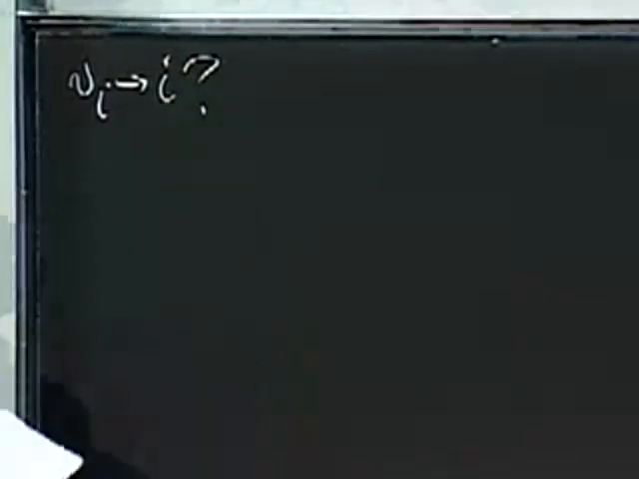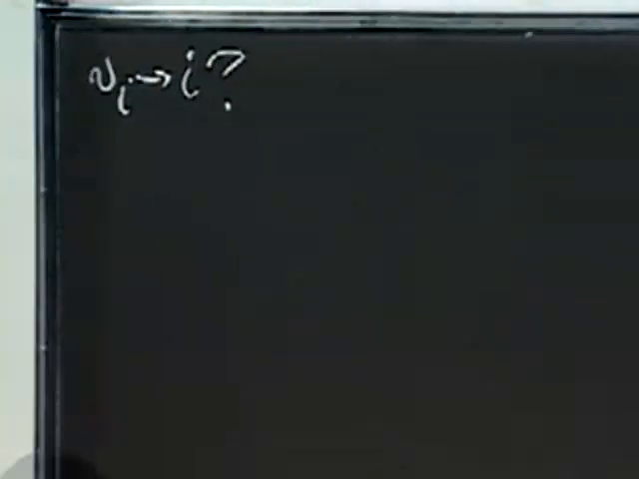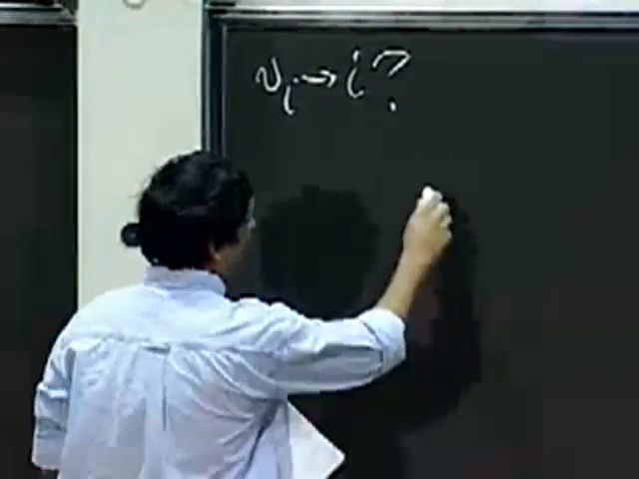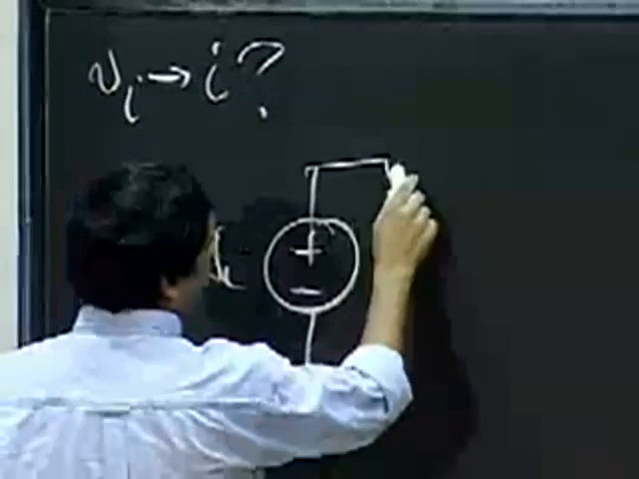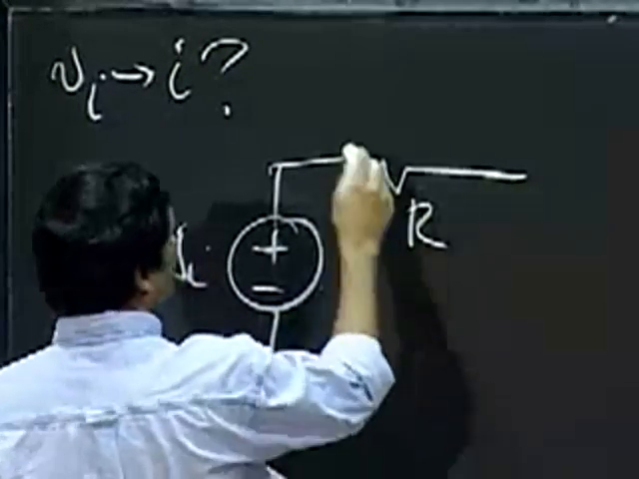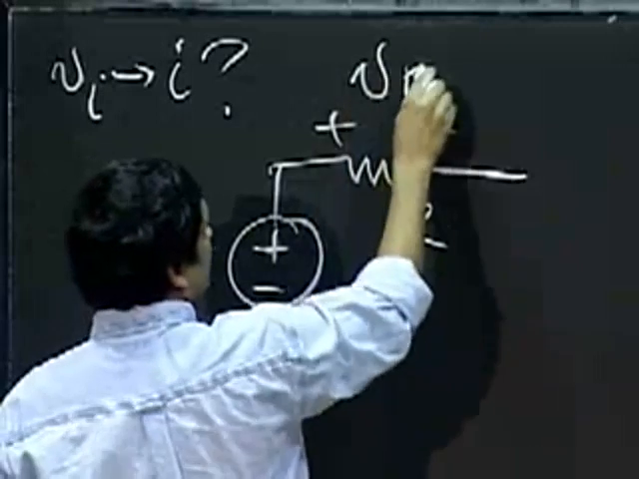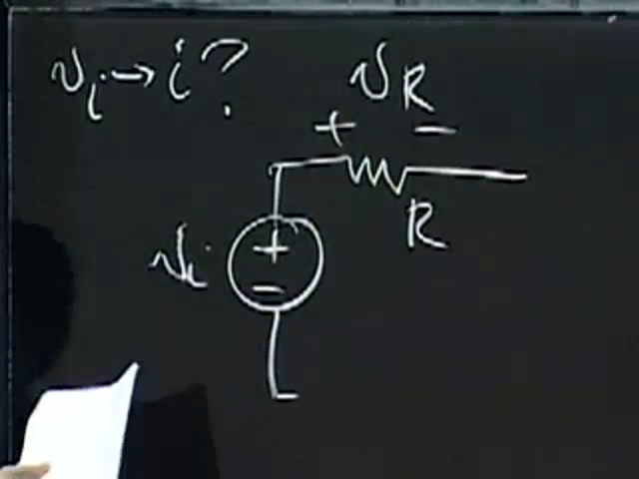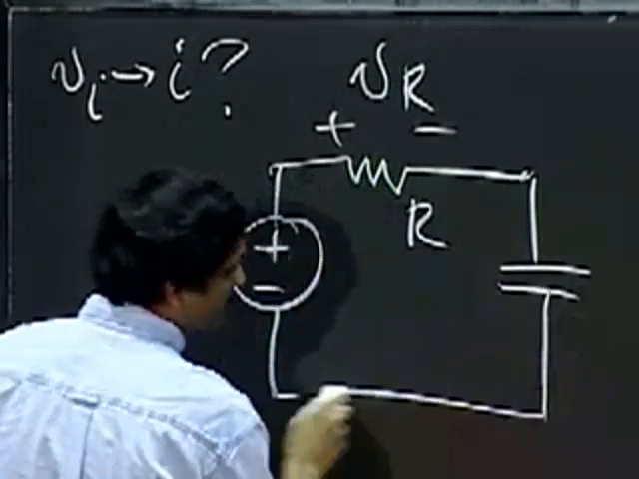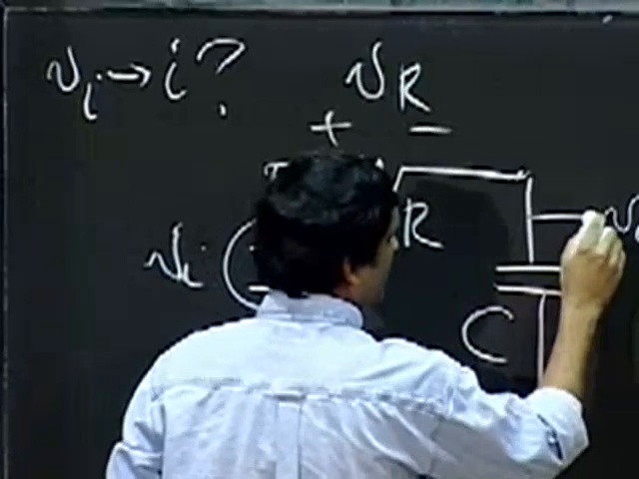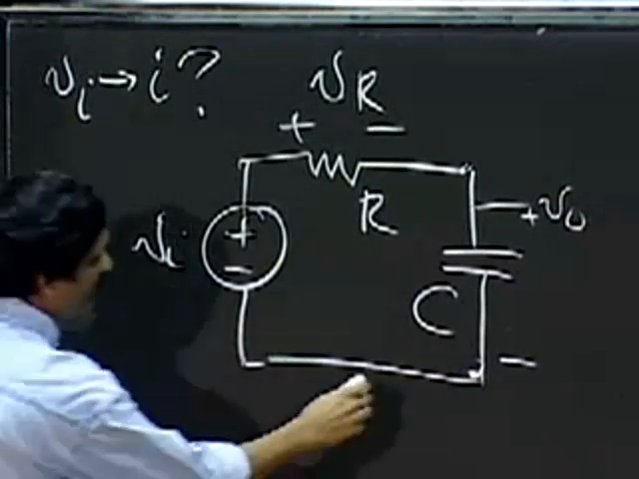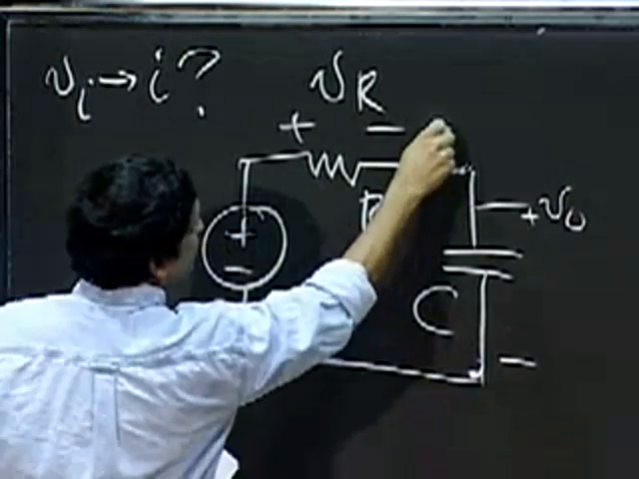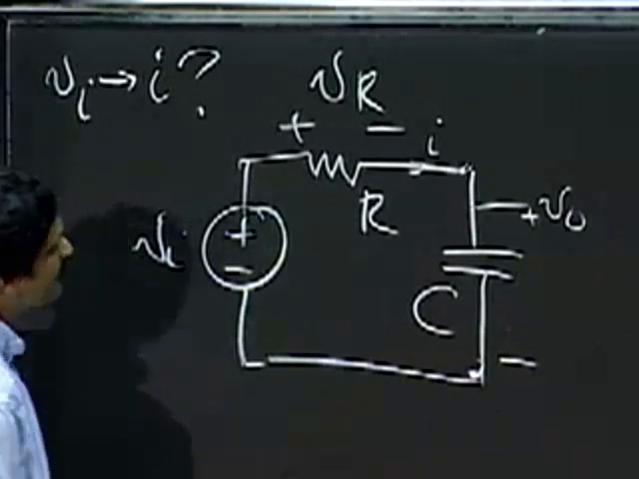So how do I convert my VI to I? How do I do that? Well, let's take a stab at it. Here's my VI. Let's take a resistor R. And remember, I need to stick the capacitor here. So I have some current I here. I don't know what the current is yet.